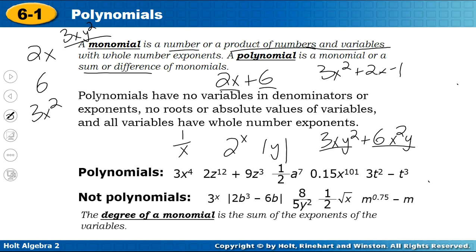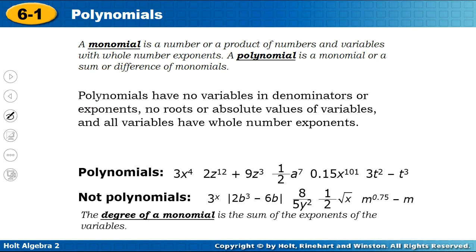All right. The degree of a monomial. Now this is very interesting. Make sure I emphasize this. Can I erase that, please? Thank you. The degree of a monomial is the sum of the exponents of the variables.